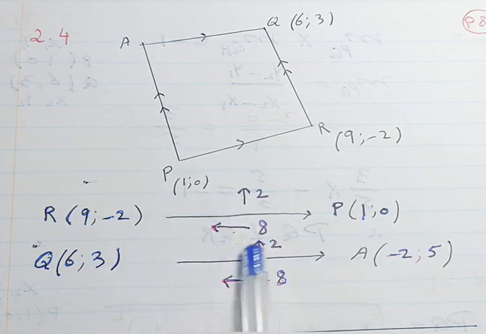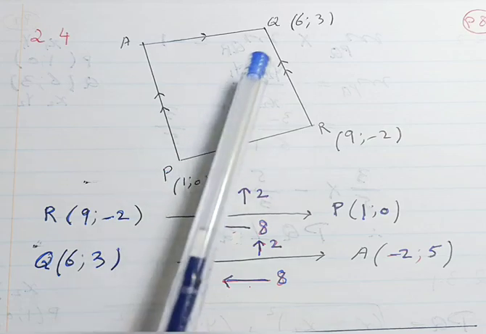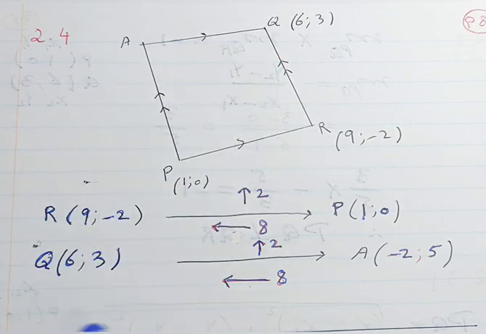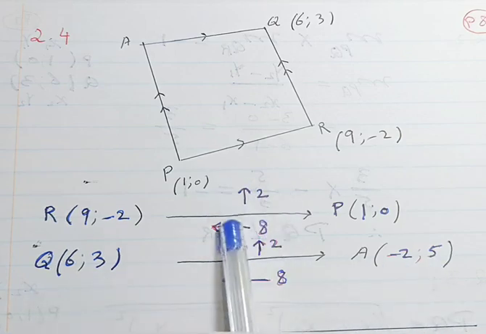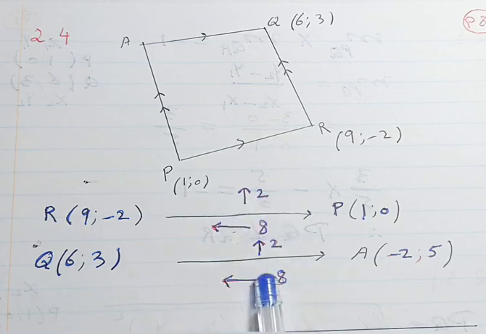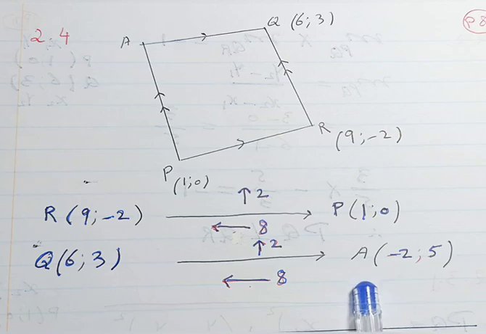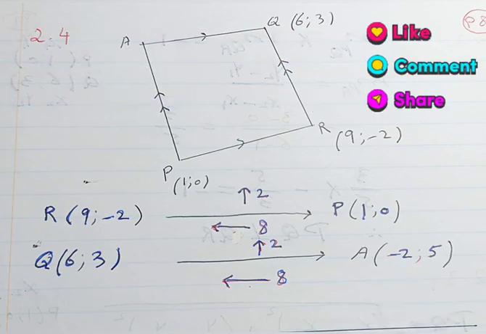Now I'm going to do exactly the same thing from Q to A. For Q we have 6 and 3. So 6 minus 8 becomes -2, and 3 plus 2 becomes 5. Exactly whatever you did here, you do the same thing here. Therefore the missing coordinates of A are -2 and 5. By inspection I find the missing coordinates of A, -2 and 5.